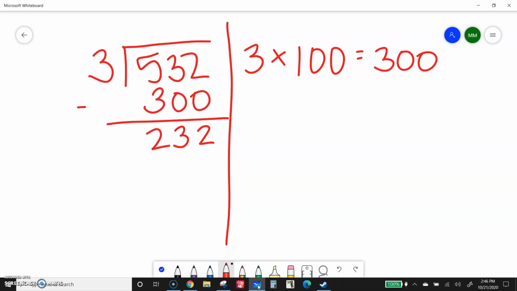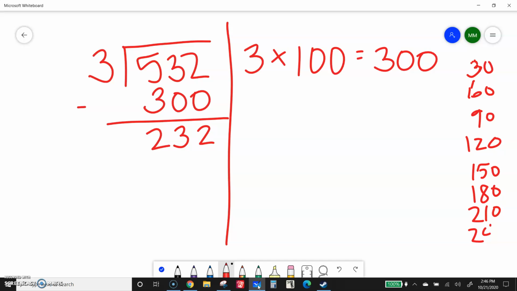But again, I can say, okay, 232. What multiple is close? So if I do 3 times, essentially I'm doing 3 times 10. So 30, 60, 90. It's almost like I'm counting by 30s. Or you can just count by 3s, 3, 6, 9, 12, 15, 18, 21, 240, 270. Okay. So which one of these is closest to 230 but smaller?